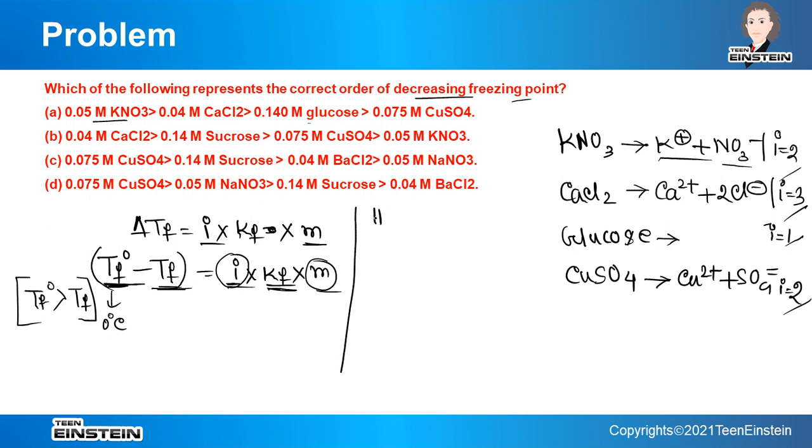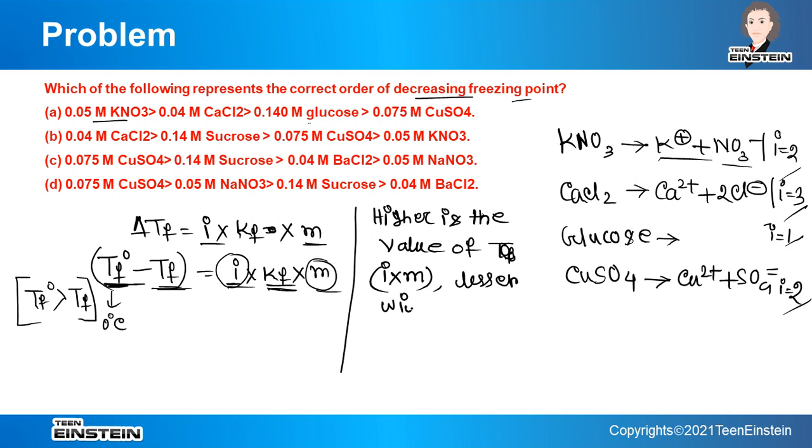So we can write: the higher the value of i into M, the lower will be Tf, which is clear from this equation, because on the right hand side Kf is fixed, i and M may vary, and on the left hand side Tf naught is constant, but Tf can vary. As there is a negative sign before Tf, the higher the value of i into M, the lower will be Tf.